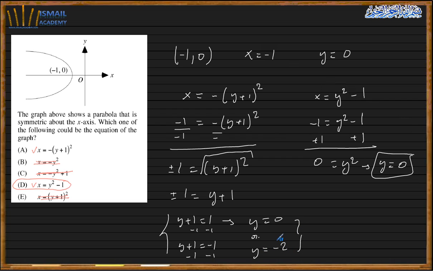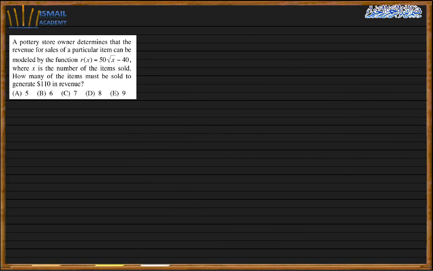So here we have two y's for x equals minus 1, which is not the case in our graph, because I have only 1 point. Here I should have 2 points. So this is why it's not my choice.